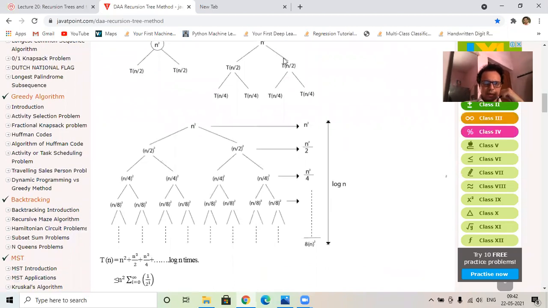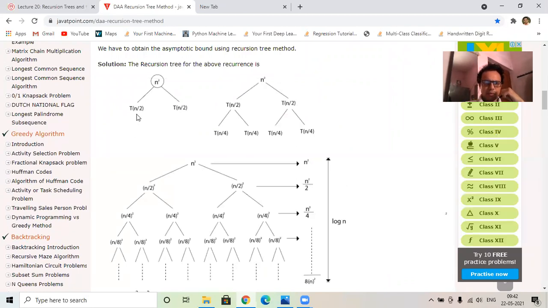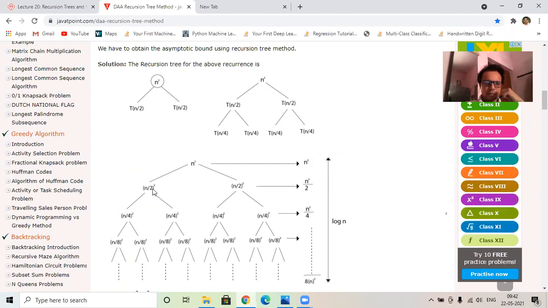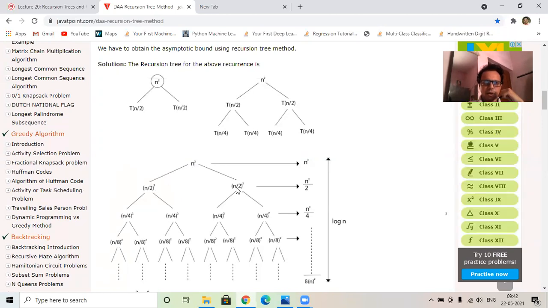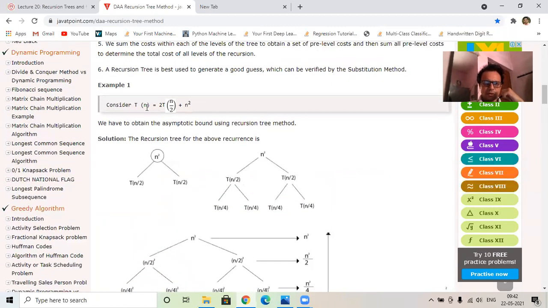So if it is n square and I want to find out Tn by 2 and Tn by 2, then instead of n, you assume that it is n by 2. So n by 2 square, it is n by 2 square, because instead of n, you assume it is n by 2.